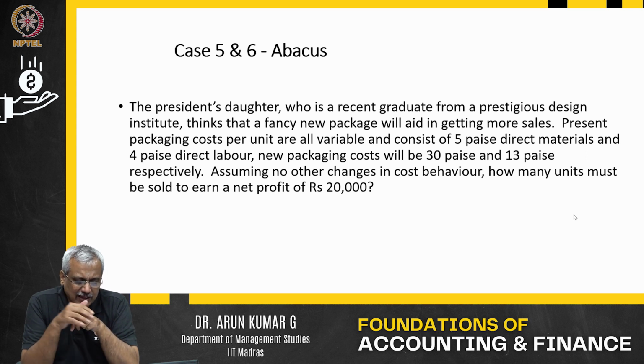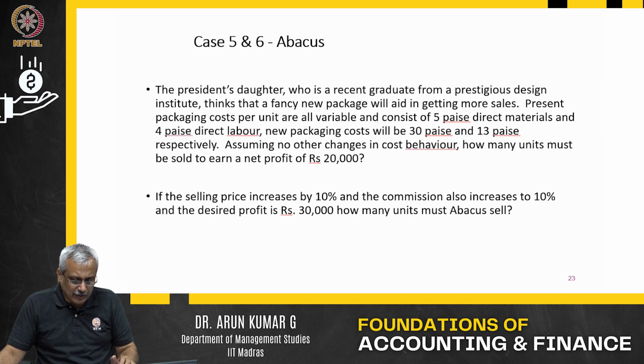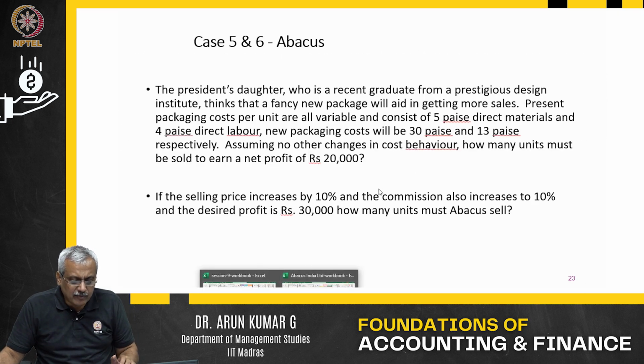Assuming no other changes in the cost behavior, how many units must be sold to earn a net profit of 20,000 rupees? Let us look at it. Direct material, it is 5 and 4, it becomes 30 and 13. Let's go back.